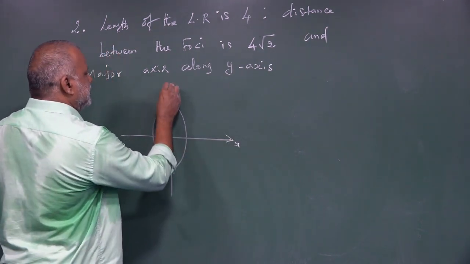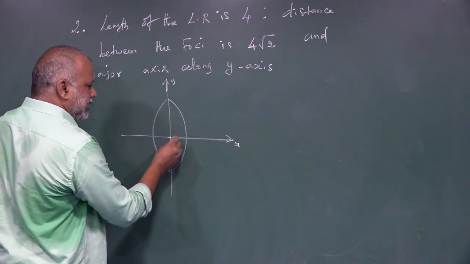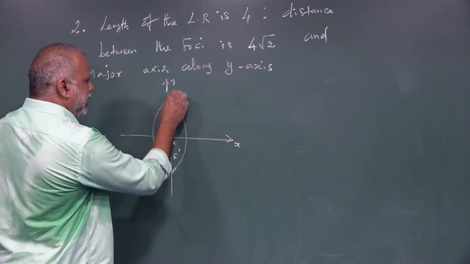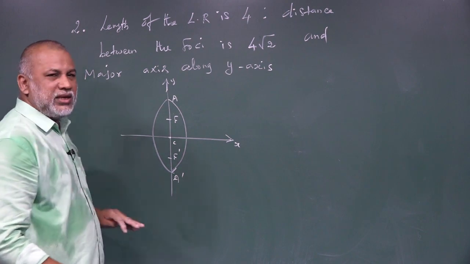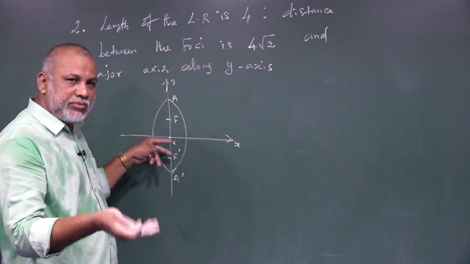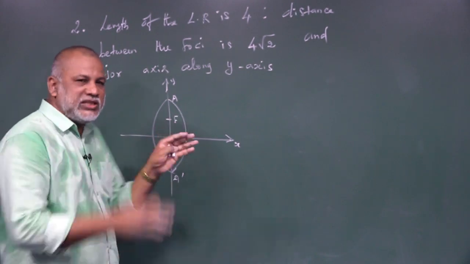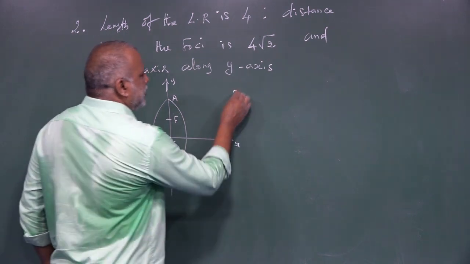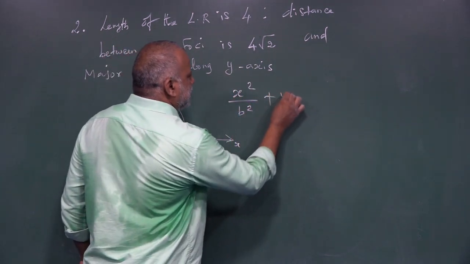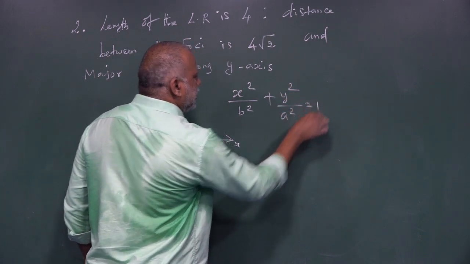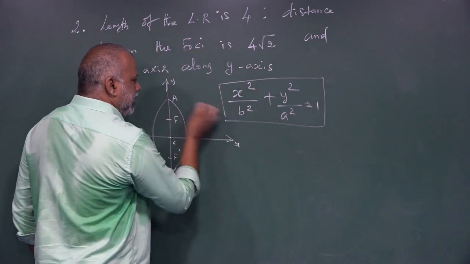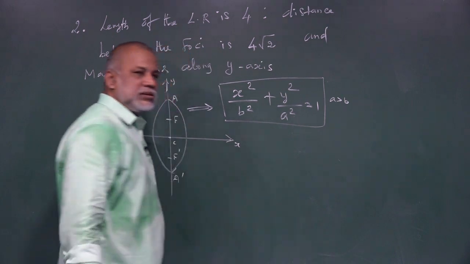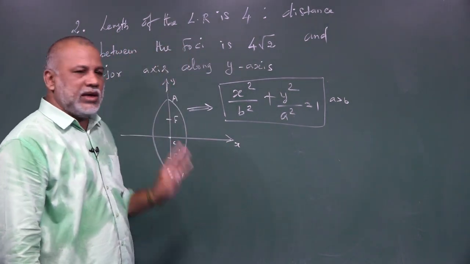See this one, major axis along y-axis. The center must be here. This is one F, another one F dash. I am taking A here, here must be A dash. So this must be the standard equation of an ellipse type number 2. Major axis along y-axis means the majority portion is on the y-axis. What is the equation here? x squared by b squared plus y squared by a squared equal to 1. This is type number 2, major axis along y-axis. Always a greater than b. As per the given data, we are able to justify.